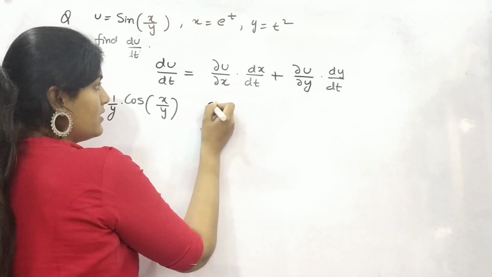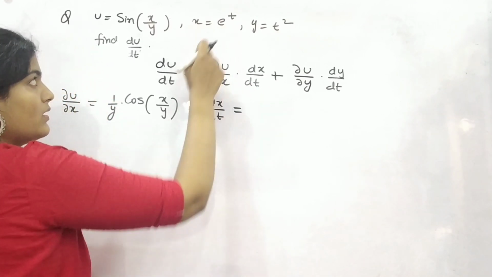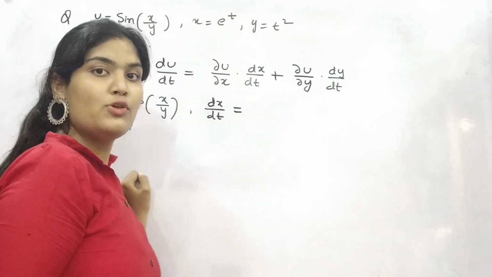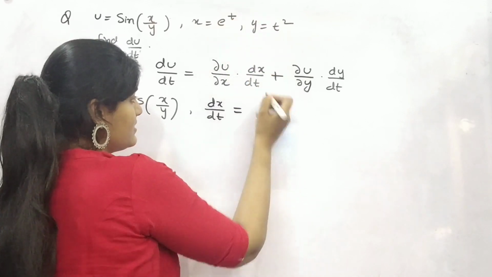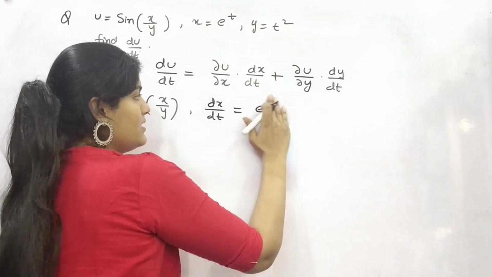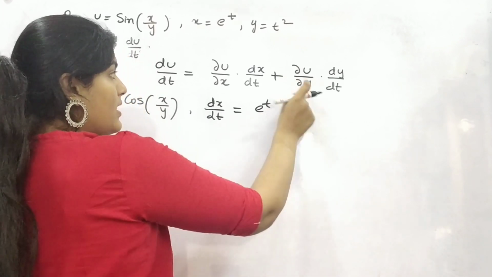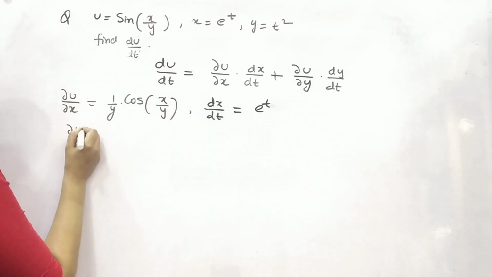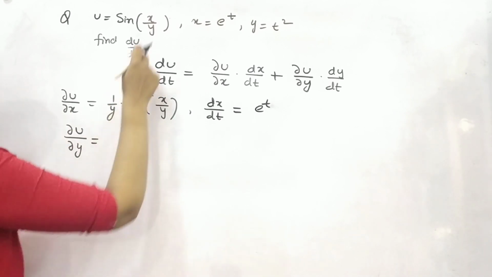Now find the total differentiation of x with respect to t. This is an exponential function, so you know that for an exponential function the formula is the same: e raised to power x is e raised to power x. Here you are doing it with respect to t, so e raised to power t. Okay. Then find the partial differentiation of u with respect to y.